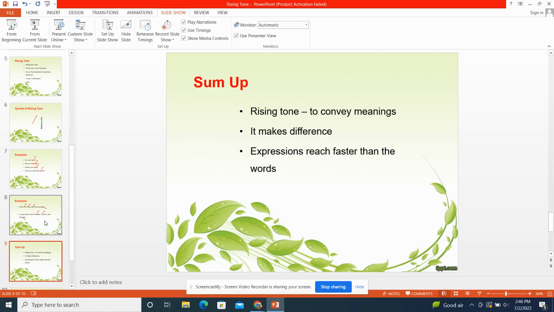So why do we use rising tone? Because it draws the attention of the listeners, and they also understand what we are speaking. Particularly when you're expressing something, for example, I don't like this chocolate, the expressions reach faster than the words. So expressions play a vital role in communication. We have to use tone or intonation when we speak in our language. And as we learned, to use rising tone, we have to raise our voice at the end of the sentence, and when we're listing out things, we use rising tone.